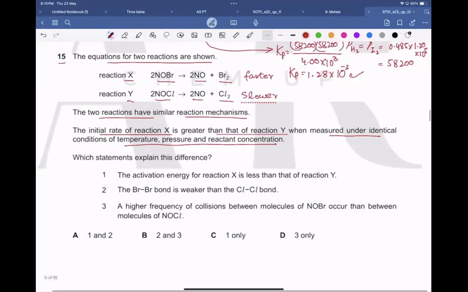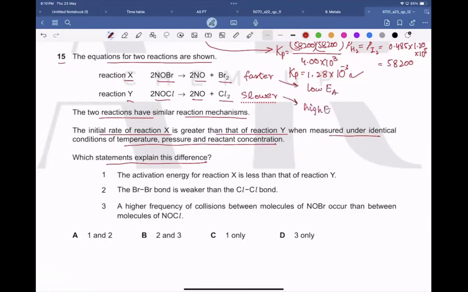Which statement explains this difference? So obviously, if the reaction is faster, it means that its activation energy is going to be lower, and if its activation energy is going to be high, that's why it occurs slowly. So the activation energy of reaction X is less than the reaction Y. Yes, this statement is correct.